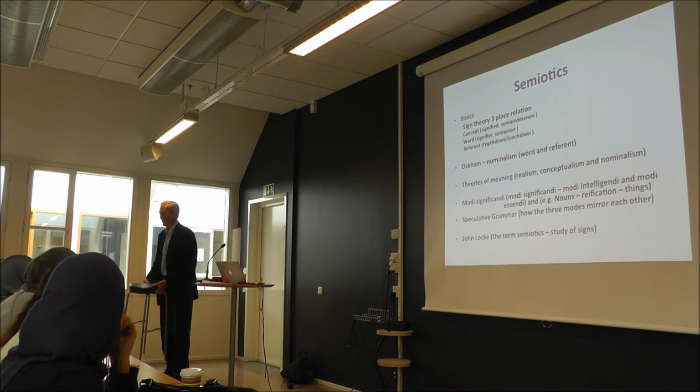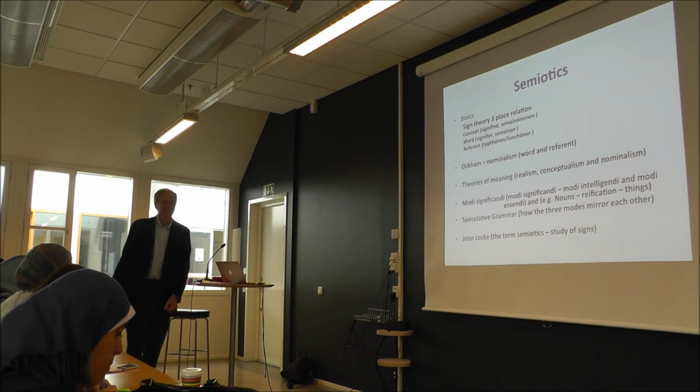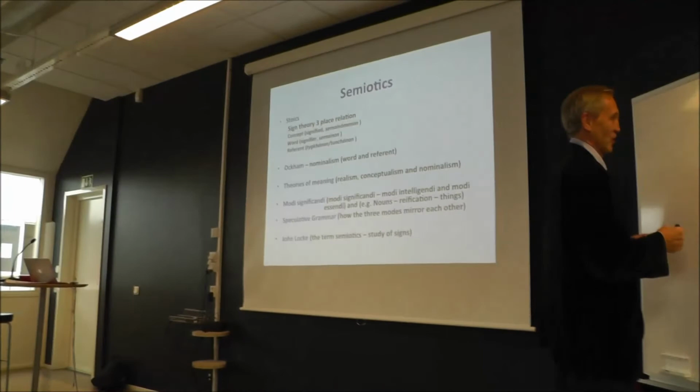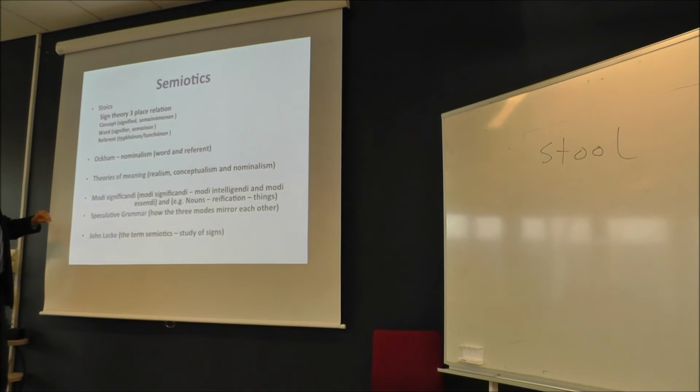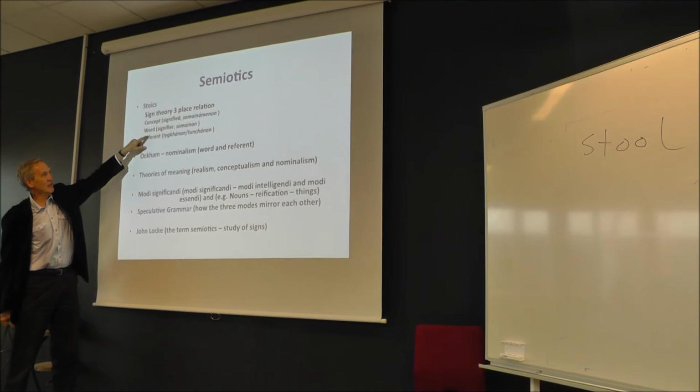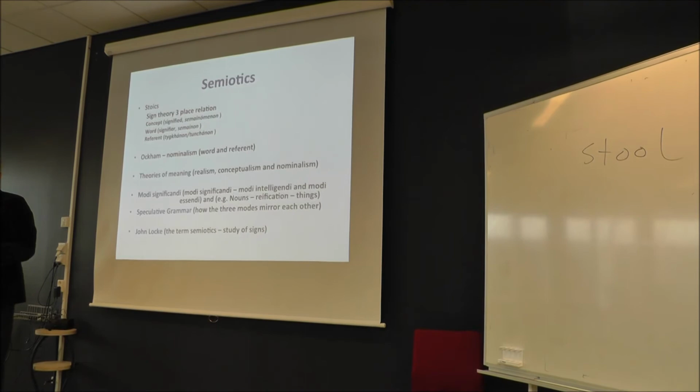S-T-O-O-L. So if you have the word stool, let's write it here on the whiteboard. Stool. It can be seen in three ways. There is the word, that's what we have there on the whiteboard, which in the Stoic theory was called semino, the signifier. There is the object, which we'll call the referent. This is the object.